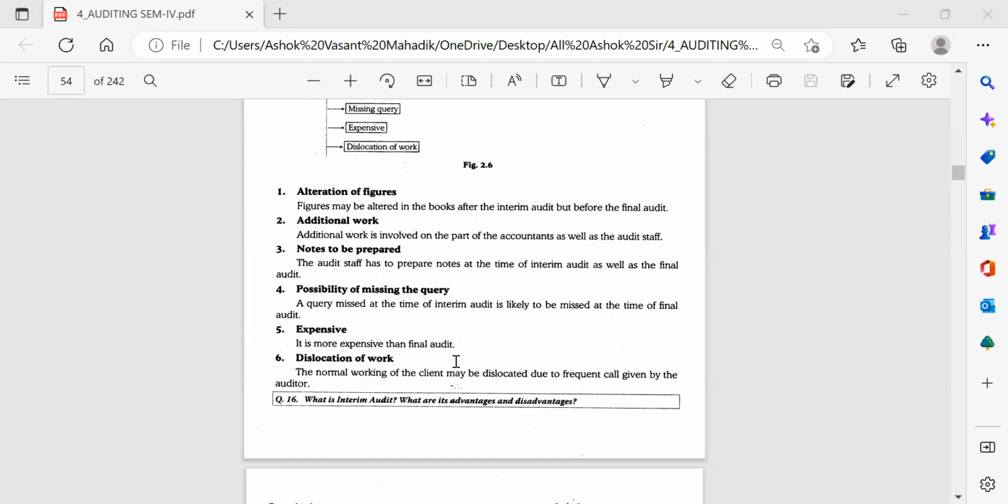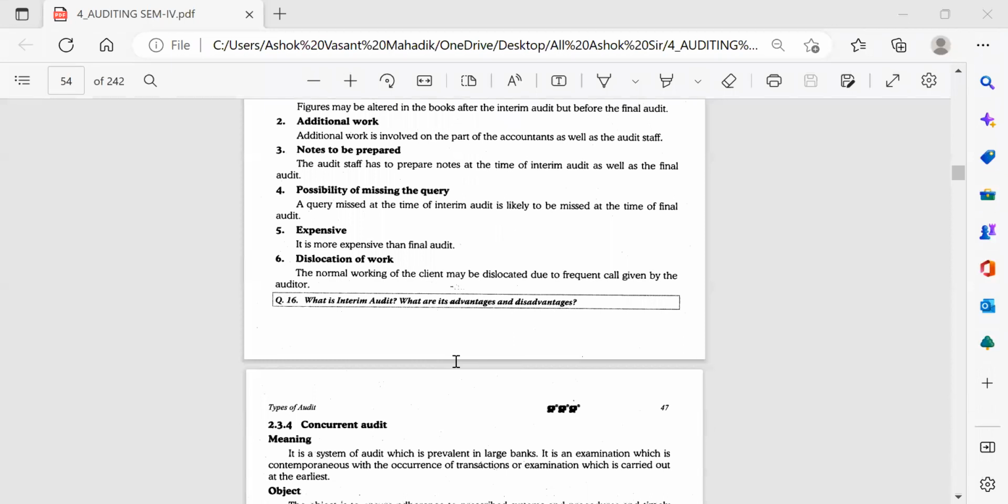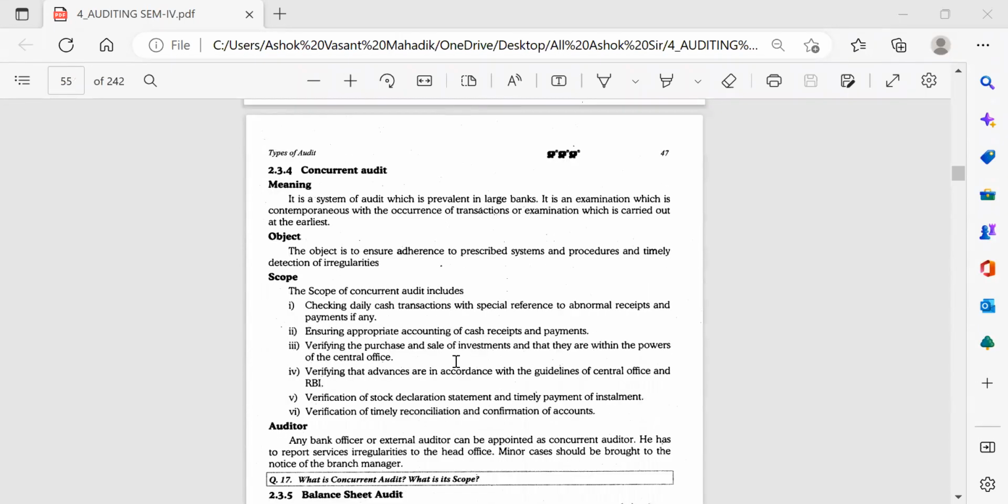Expensive. It is more expensive than the final audit because the auditor is going twice, so he will charge accordingly. Dislocation of work, not that much, but during those six months it will happen. Now the next type is concurrent audit.